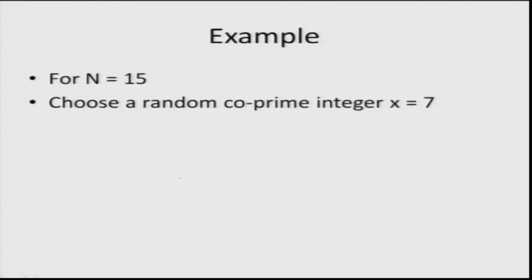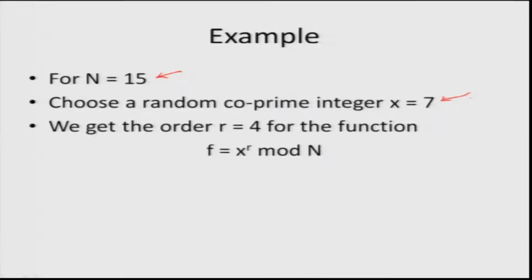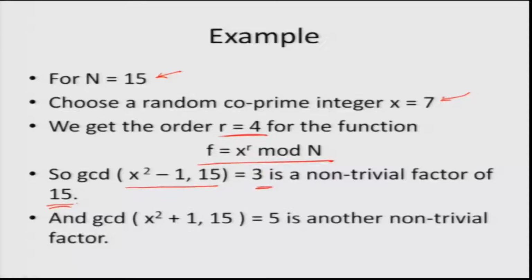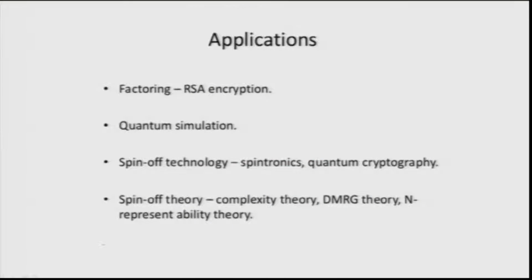So, for example, for n equal to 15, let me go through the entire process, which we have discussed several times, once more for all the steps. For n equal to 15, we choose the random co-prime integer x equal to 7. We get the order r equal to 4 from the function x to the power r mod n, as we have done before. So, the GCD of this function is 3, which is a non-trivial factor of 15, and the GCD of that plus 1 with 15 is another non-trivial factor, and that is how we have done this.